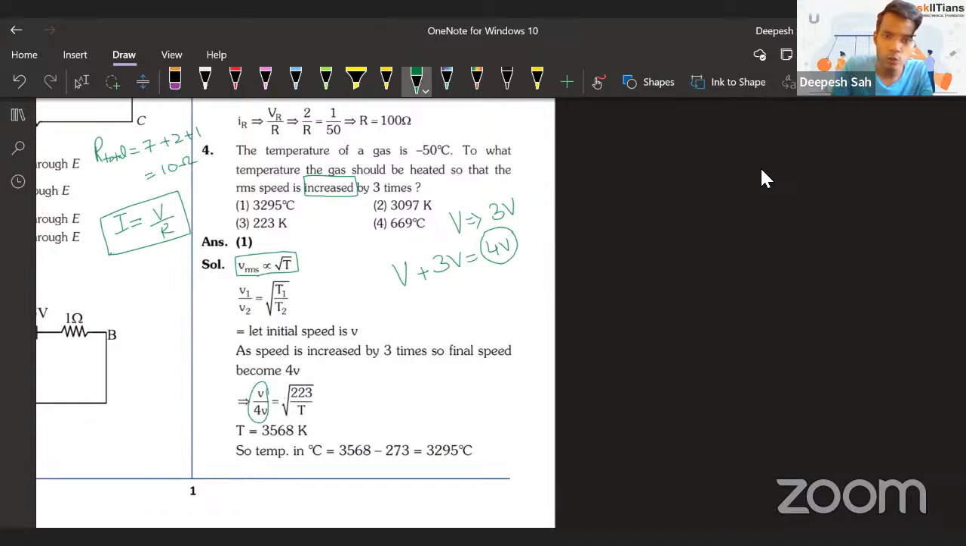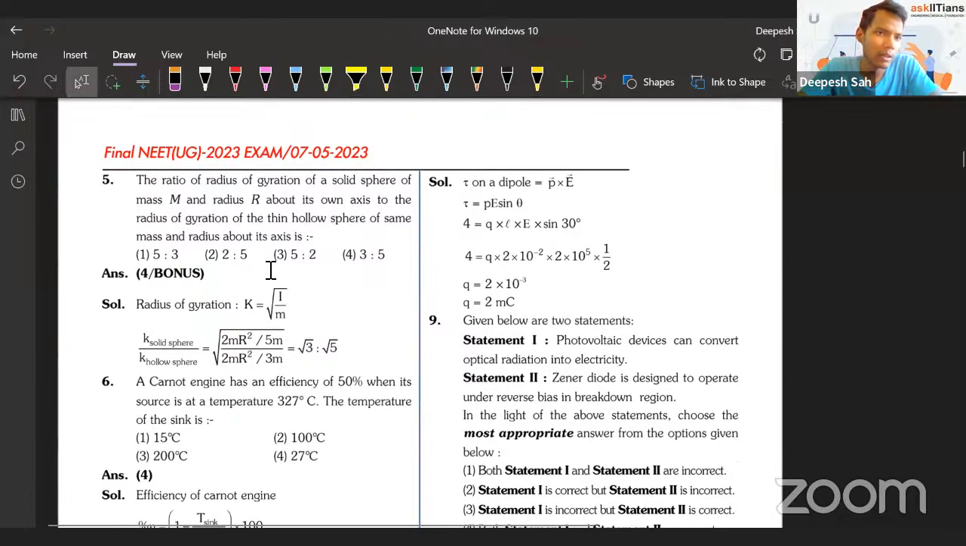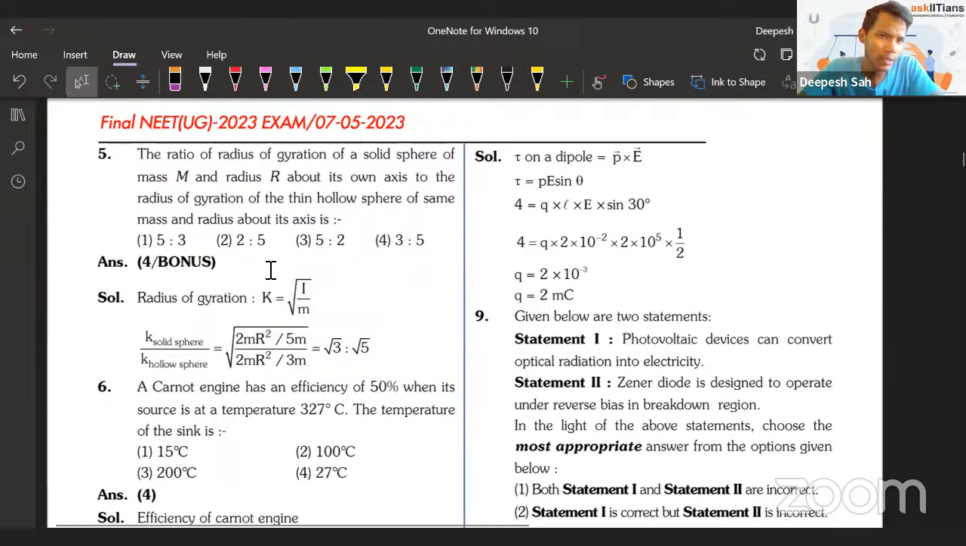v by 4v is equal to root of 223 by the new temperature. And when we solve it, we will get the answer. Okay. Now, question number 5. The ratio of the radius of gyration of a solid sphere of radius r about its own axis to the radius of gyration of a thin hollow sphere of the same mass and radius about its axis is.